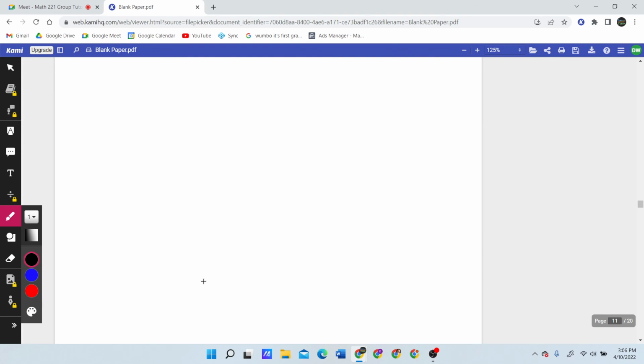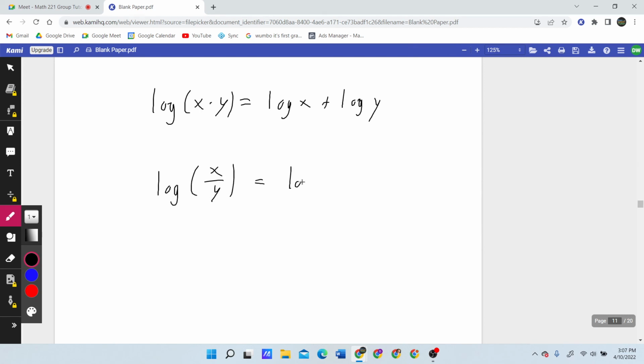Okay. Now, the last thing I want to talk about today is logarithmic functions. Luckily, logarithmic functions are not too bad. What we're looking at here are the following properties. If I have the log of x times y, that would equal the log of x plus the log of y. In other words, multiplication inside the logarithm becomes addition outside the logarithm. Similarly, if I have the log of x divided by y, that's going to equal the log of x minus the log of y. So division becomes subtraction.